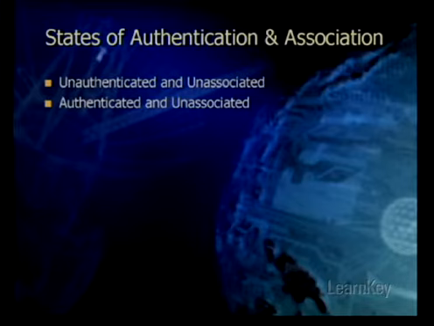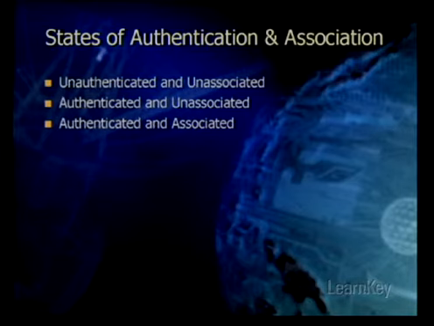It's far more likely that you will see unauthenticated or associated, which actually goes into the last phase. Authenticated and associated is the third and final state of these two modes. Your wireless node at this point is completely connected to the network and is able to send and receive data through the access point to which the node is connected.